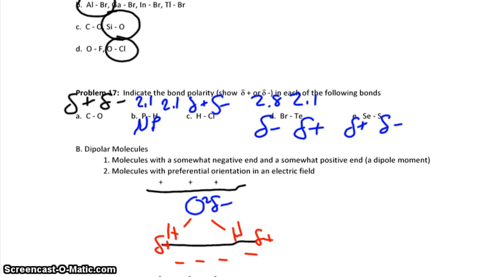Get used to hearing that. Molecules with a preferential orientation in an electric field. So notice, again, if this is the positive plate, the partially negative oxygen is oriented by the positive plate. The partially positive hydrogens have oriented around the negative plate. That's what that means, okay?